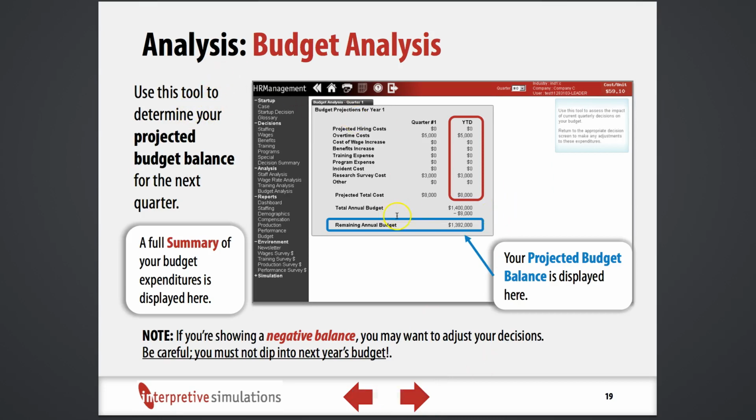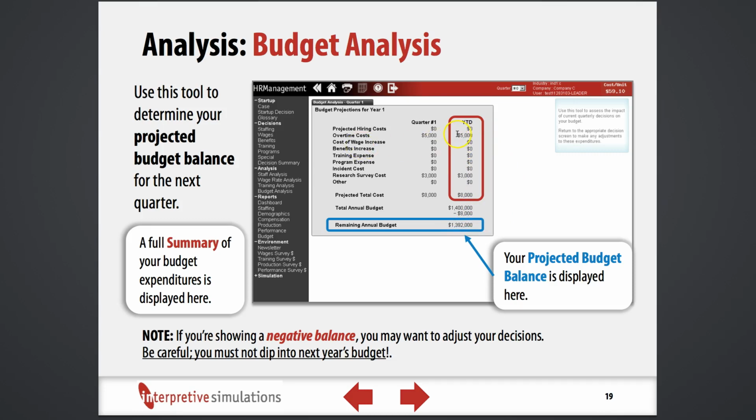Then you have your budget analysis. Again, after your decision summary, your budget analysis should also be the place you go. So you're going to toggle between decision summary and budget analysis to make sure your decision summary is what you want it to be, and then your budget analysis is within the boundaries of what you want it to be. You will get your quarter expenses for the particular quarter you're making decisions for, and then you'll get your total year-to-date expenses.